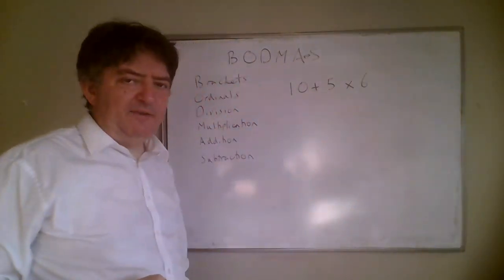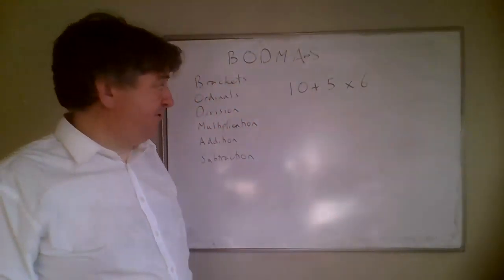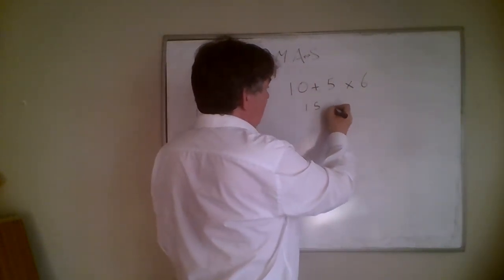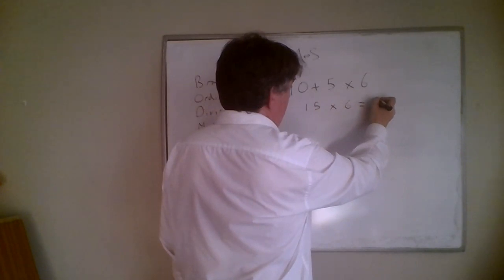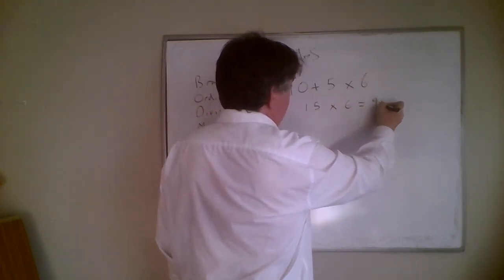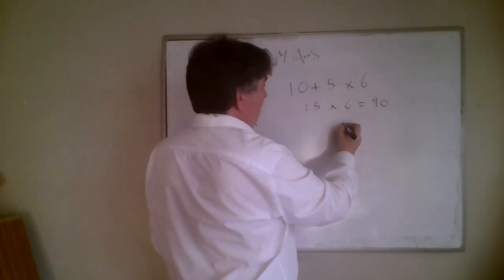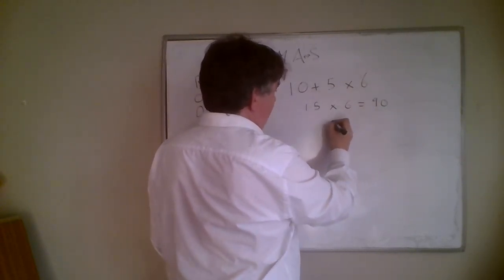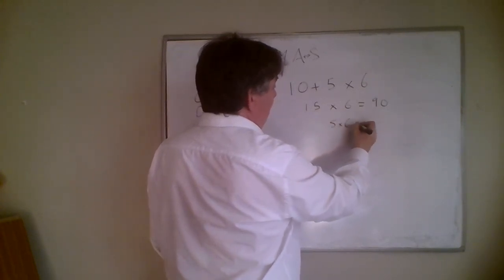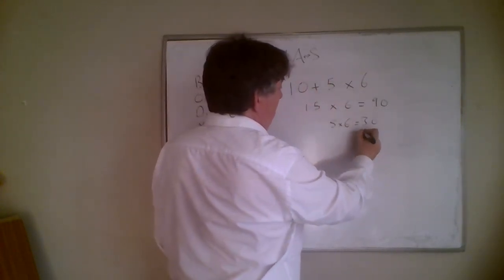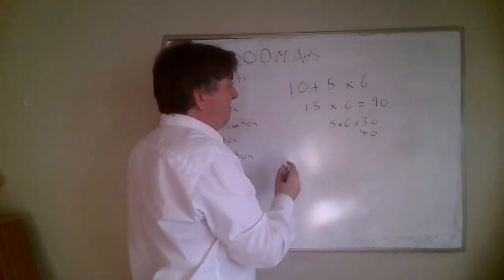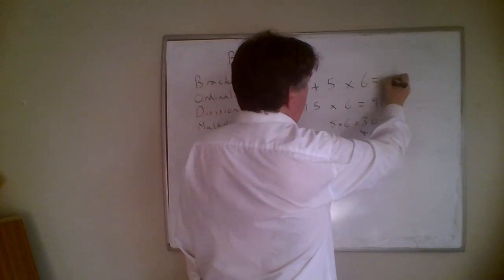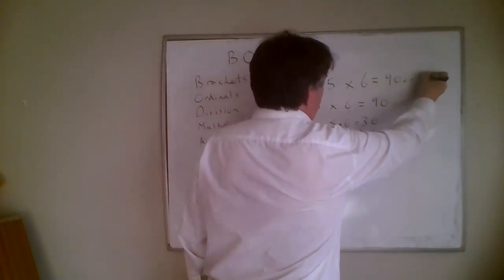Now, when we do this, there are two ways that we can approach it. Either we can do 10 plus 5, which is 15, times 6 equals 90. Or we can do 5 times 6 plus 10. So 5 times 6 is equal to 30, and then we add the 10 on, it will be 40. So which way round is it? Is 10 plus 5 times 6 equal to 90 or 40?